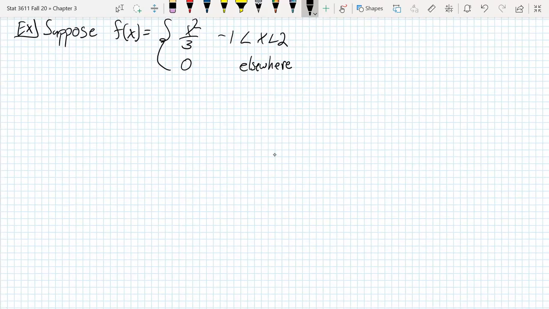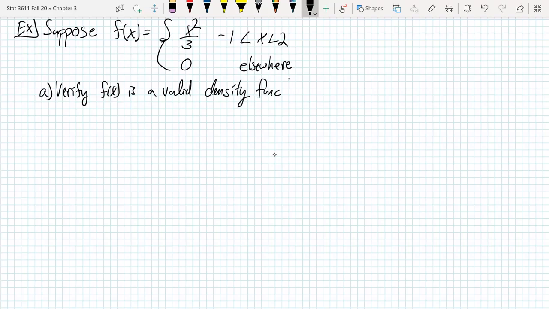Okay, so here's what we'll do. Part A. First, verify f of x is a valid density function. Verify f of x is a valid density function, okay? Well, let's take a look at this.